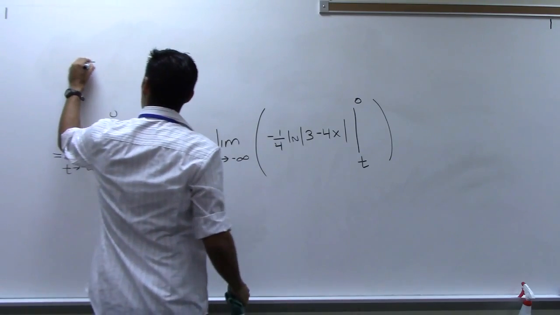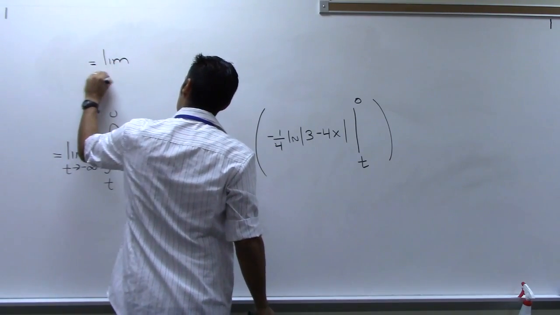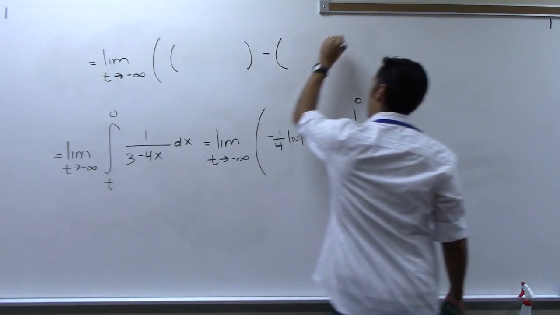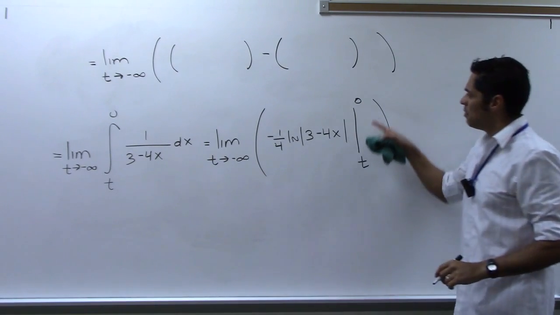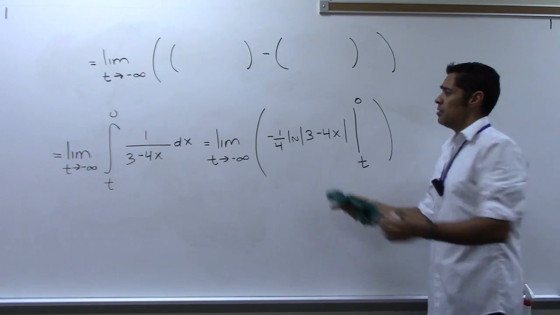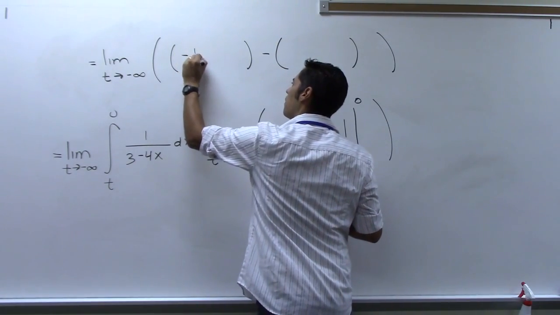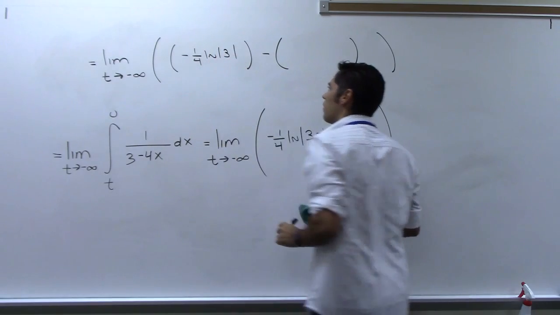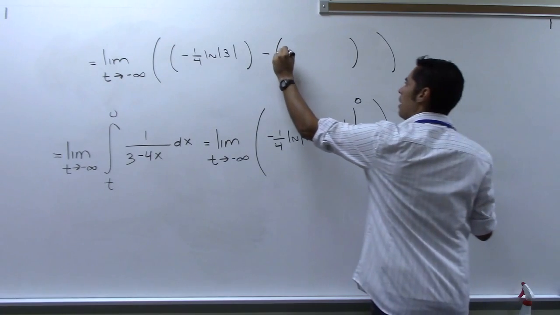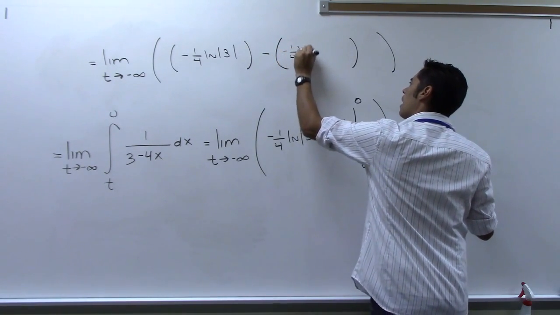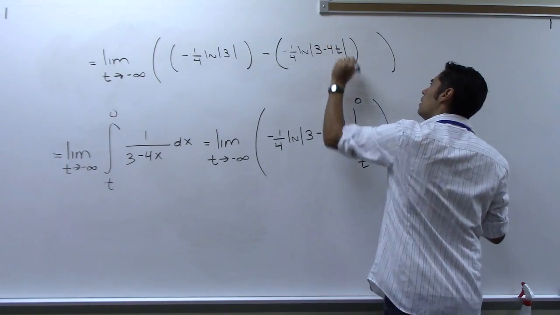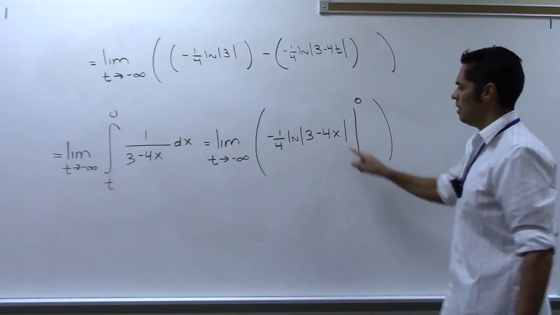So this will be equal to the limit as t goes to negative infinity of, let's see, two things here. First we plug 0 in. So 4 times 0 is 0, 3 minus 0 is 3. So I just get negative 1/4 natural log of 3. Then I plug in t. So t goes in here. I just rewrite the whole thing: negative 1/4 natural log of 3 minus 4t. All right, that's this t in here.